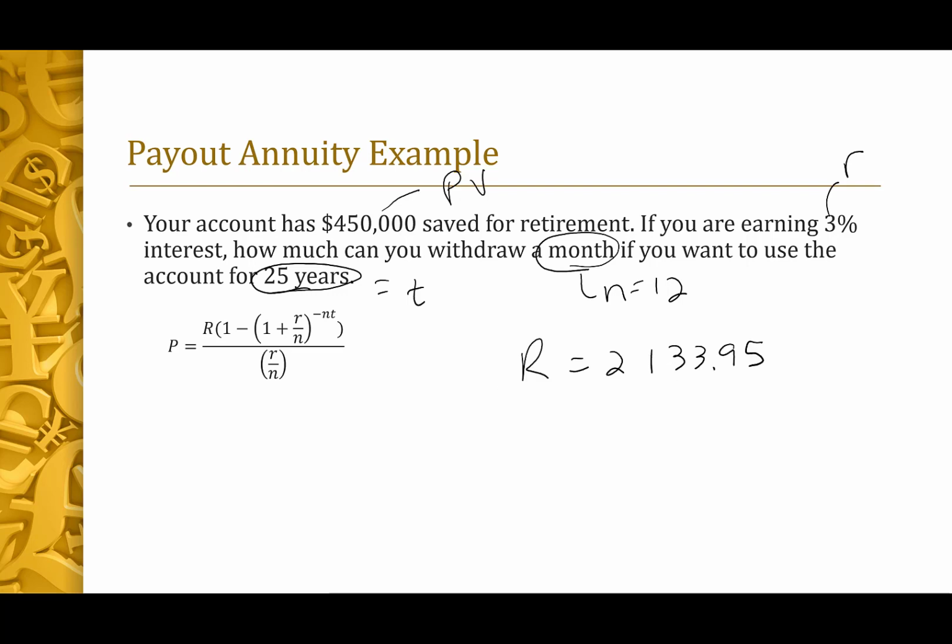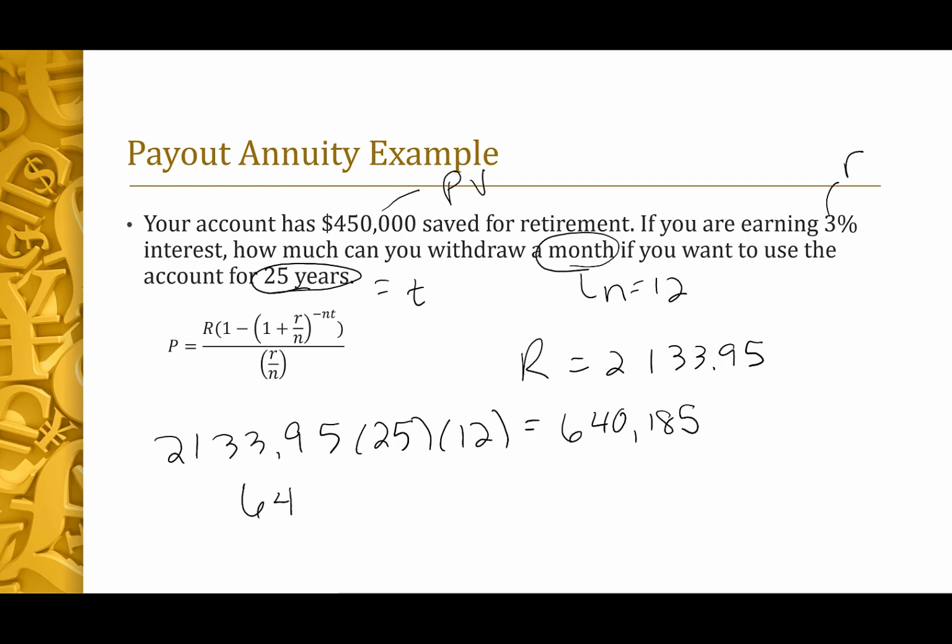If you wanted to figure out how much interest I earned, you could look at how much money we end up receiving. So $2,133.95. Remember, we're going to do that for 25 years, and we're going to get a payment every month. That gives a total of $640,185. Subtract from that the $450,000 we started with. So 640,185 minus 450,000 says the interest was $190,185.